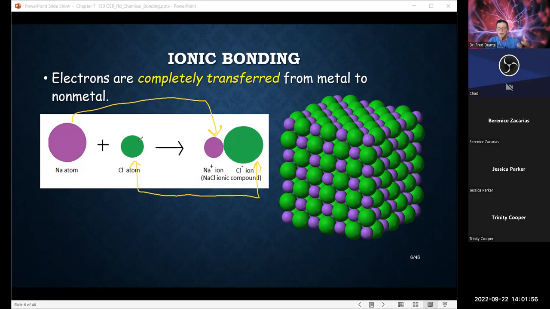So a general trend is this. The radius of a metal element is generally smaller in ionic form, and in contrast, for nonmetals, the ionic form is larger in diameter, okay?